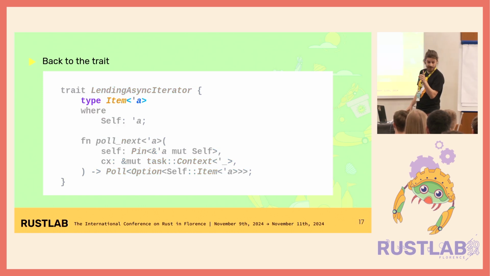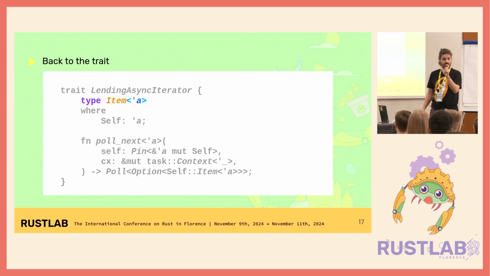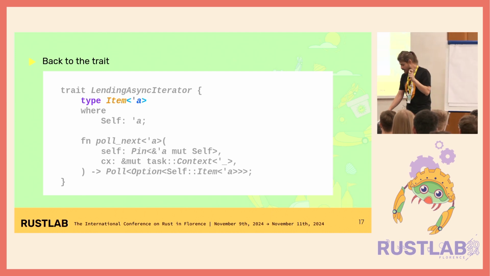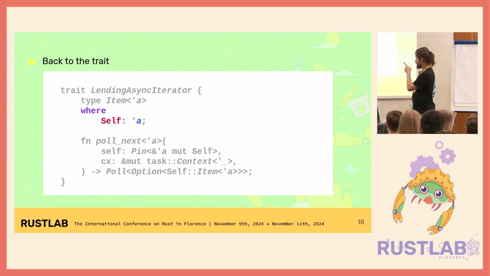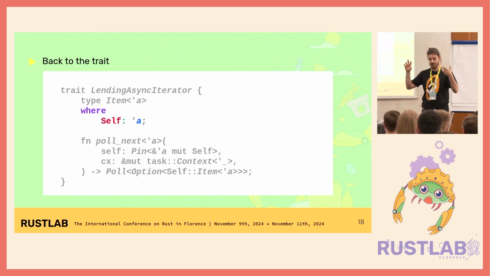You have a generic associated type. This is generic over a lifetime, which is different from the other one. And we have a bound: Self must outlive 'a. This means that the thing that's been spit out must be dropped before the async iterator itself. The async iterator cannot be dropped before the thing that's been spit out, okay? Self must outlive the item.